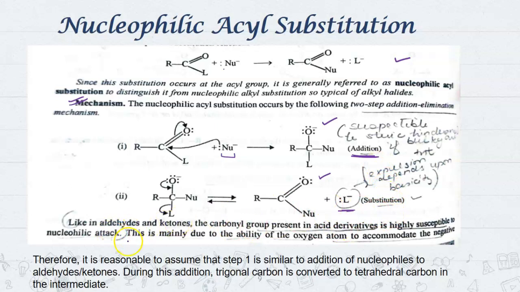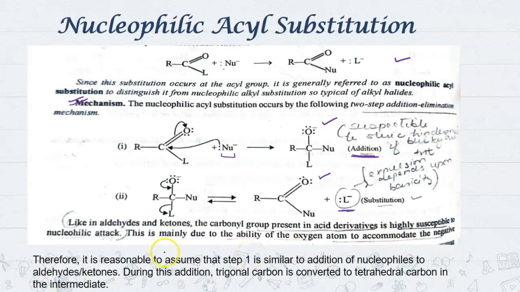All right, so as in aldehydes and ketones, the carbonyl group present in acid derivatives is highly susceptible to nucleophilic attack. It is mainly due to the oxygen atom's ability to accommodate the negative charge.